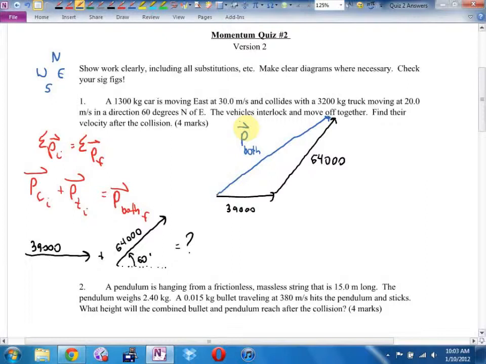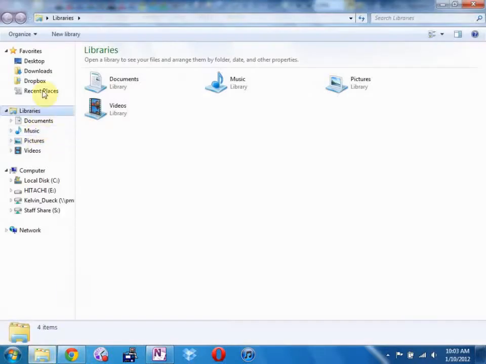And let's see. If this angle is 60 degrees, I think this angle here is 120 degrees. Now I can bring out the famous cosine law. In the interest of time, I'm going to take a little shortcut here.